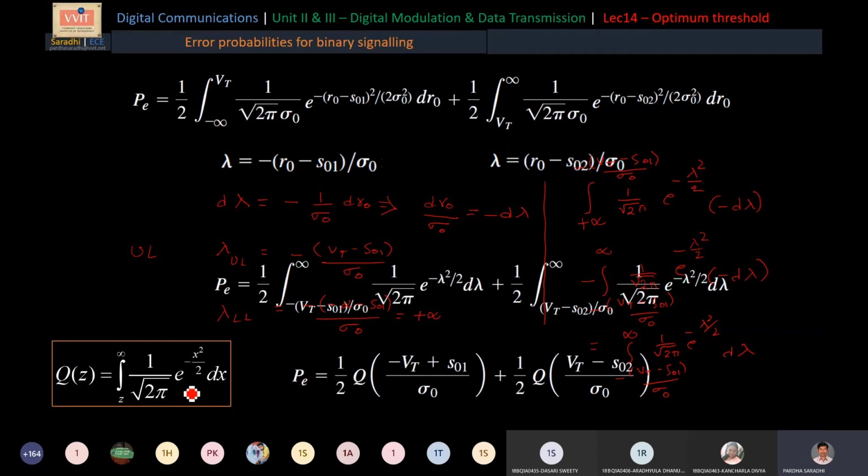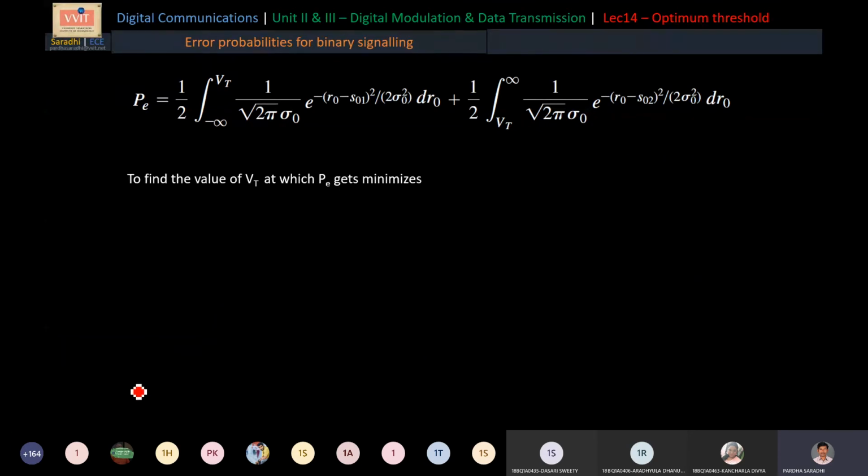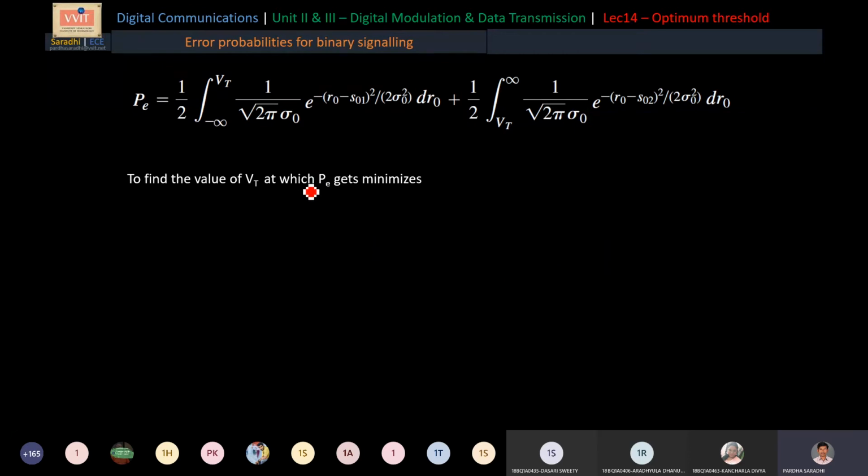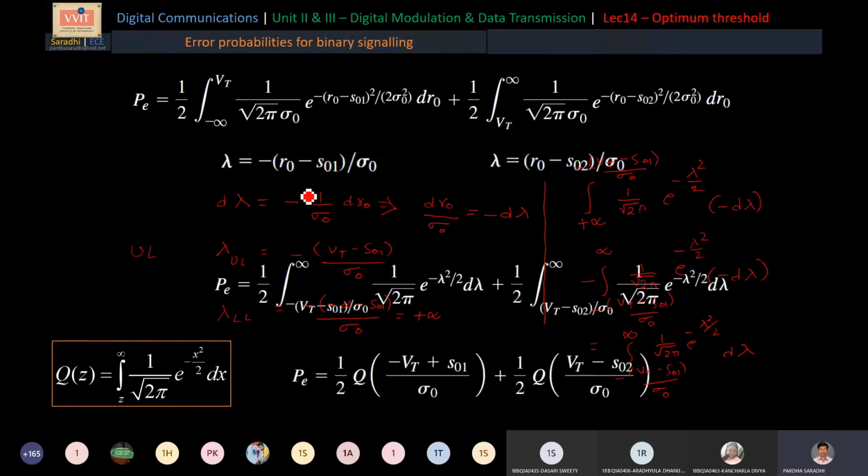Whenever we integrate a univariate zero mean Gaussian from a value up to infinity, then that will be considered as the complementary error function, right? So we are having this. We want to find the threshold voltage at which this gets minimized.